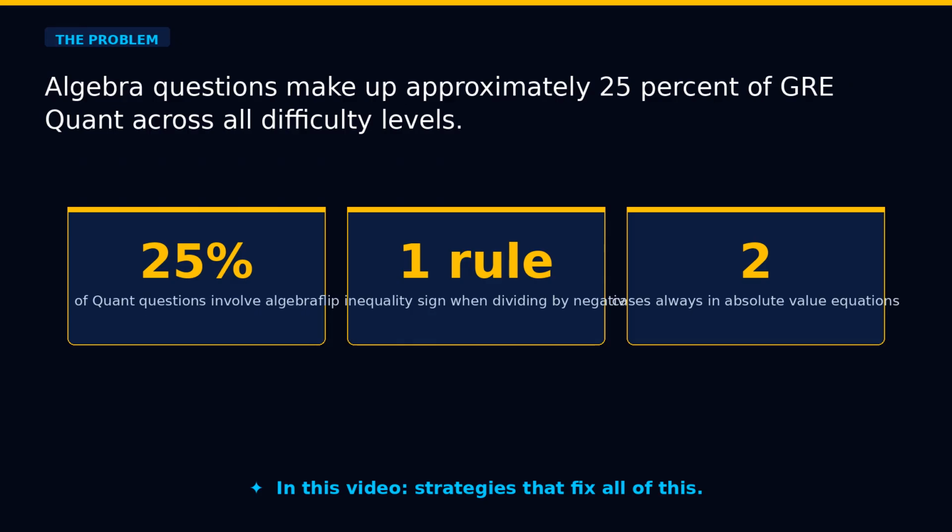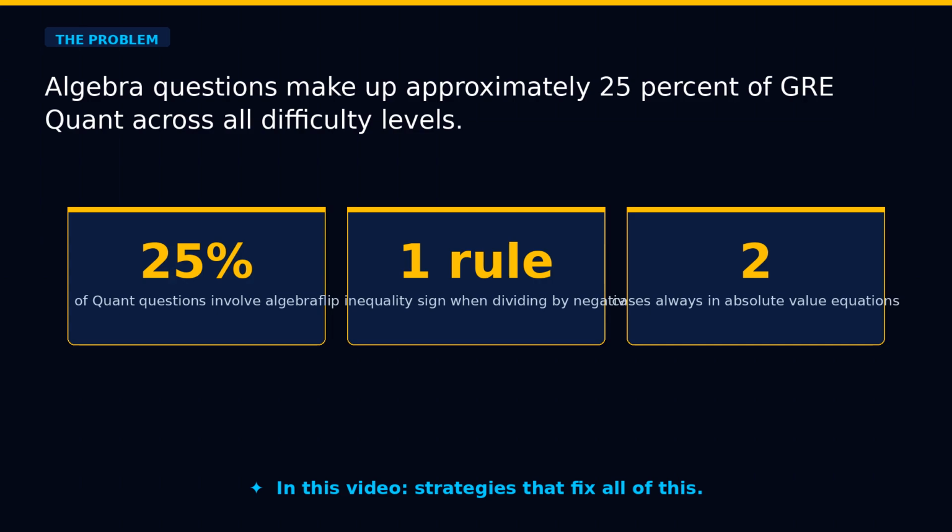Algebra questions appear across all difficulty levels. Easy questions present equations directly. Hard questions embed algebra within complex word problems or require recognizing algebraic patterns. The method is the same. Set up the equation or inequality, apply the rules systematically, verify the solution. Algebraic pattern recognition, particularly difference of squares and perfect square trinomials, is what separates medium difficulty solvers from hard difficulty solvers.